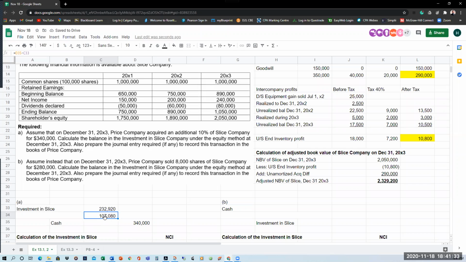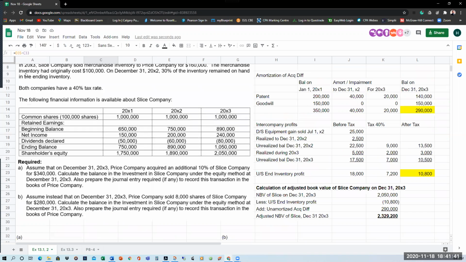Now, this missing debit of 107,080, yeah, sure. So Joseph, how did we get the net book value of Slice? So right here is the financial information about Slice. Slice's shareholders' equity at the end of 2003 is 2,050,000. And what that is made up of is $1 million in common shares and $1,050,000 ending retained earnings.